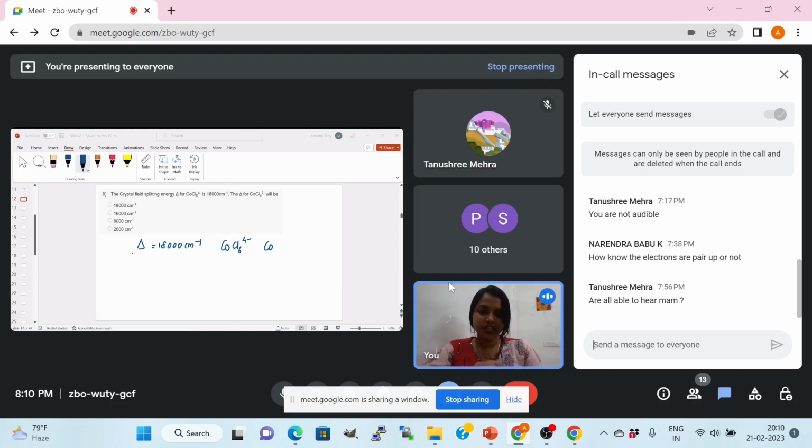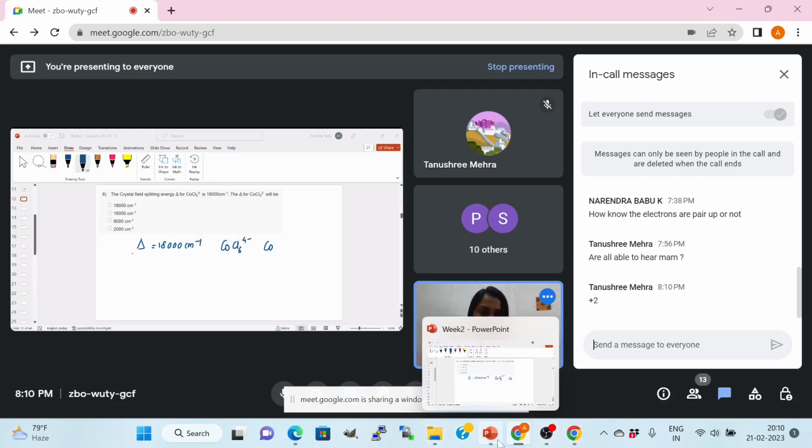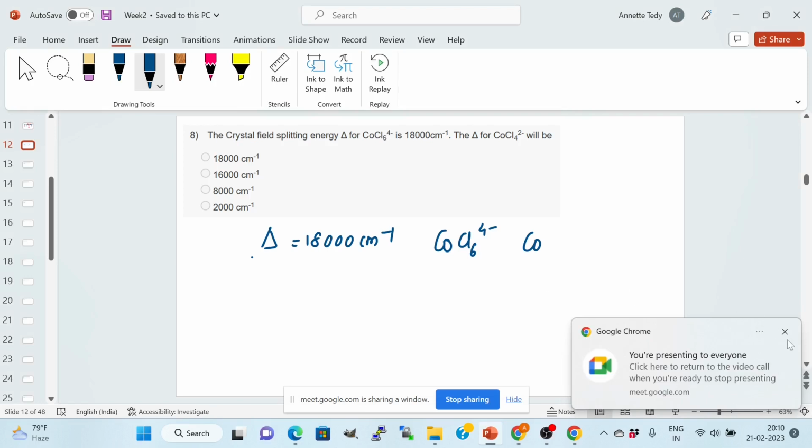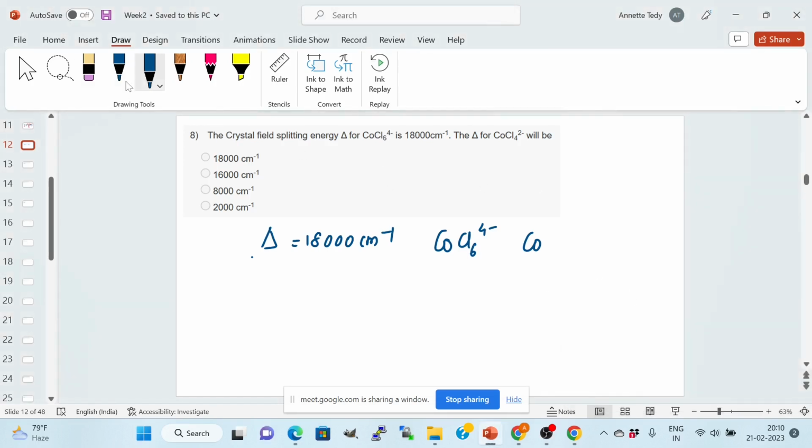What is the oxidation state of cobalt? Yes, cobalt is in 2 plus state, right? So everyone is clear, right? How we are saying that cobalt is in 2 plus state.